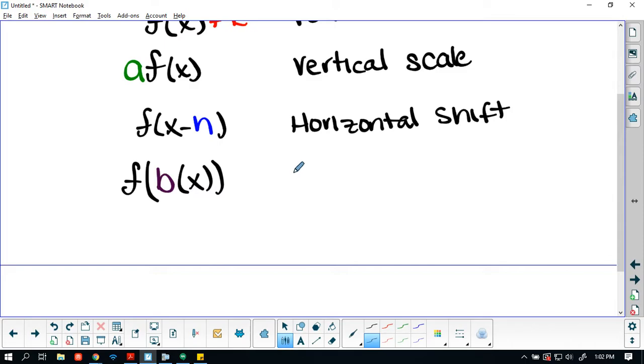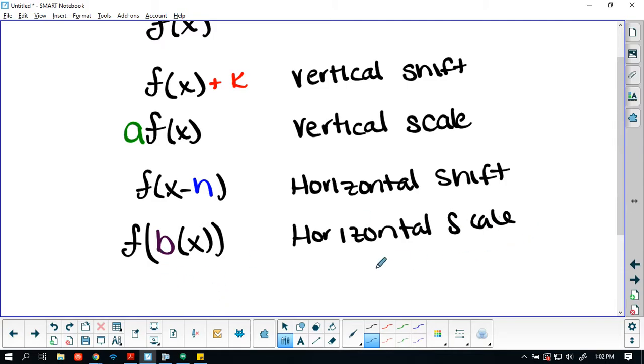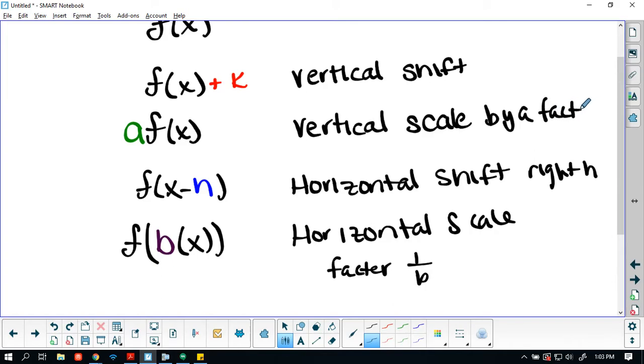So this is going to be a horizontal scale. And again, you're taking that rubber band along the horizontal, along the left and right. You're either squishing it or you are stretching it. So compressing it or stretching it from left to right. All right, again, if this is b, you're going to have a horizontal scale by a factor of 1 over b. This is right h units. This is by a factor of a, and this is up k units.